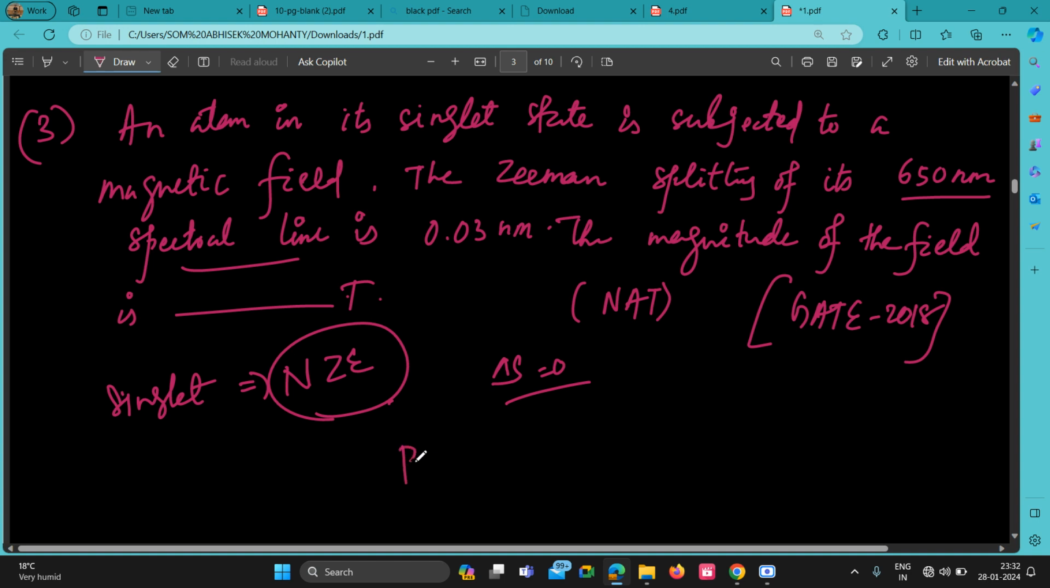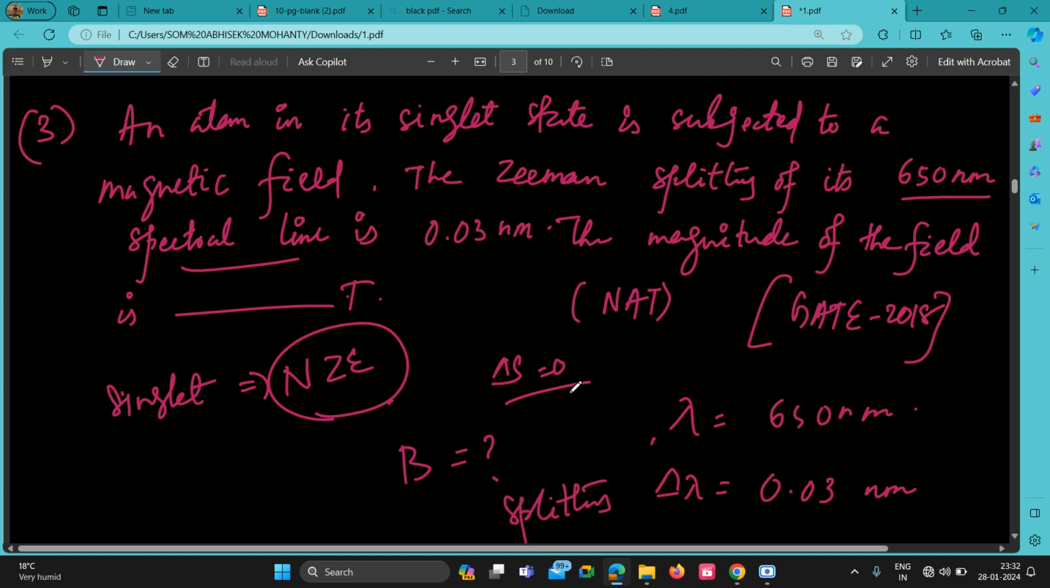The magnitude of the field, so B is asked. What is given here? Lambda is given: spectral line 650 nanometer. Zeeman splitting is given. Splitting means what? Splitting means del lambda. Del lambda is 0.03 nanometer. Del lambda is your splitting, and lambda is your spectral line. Remember these things.